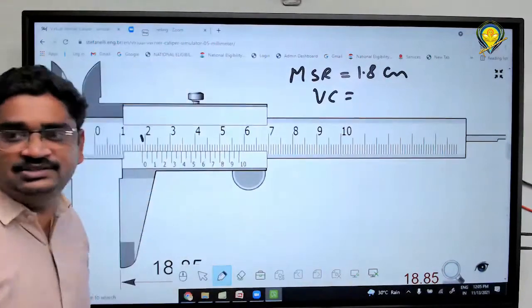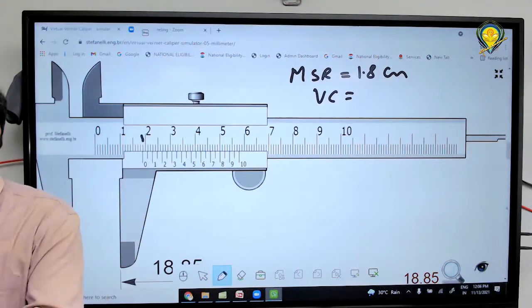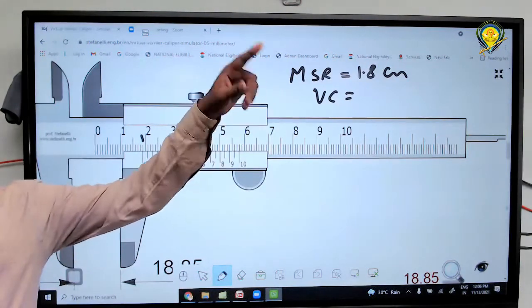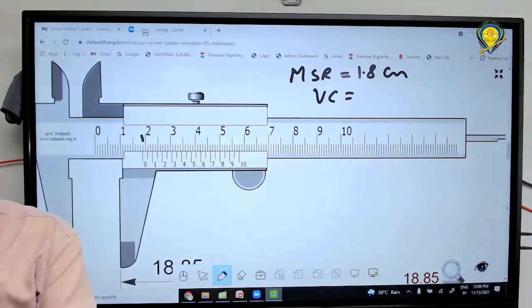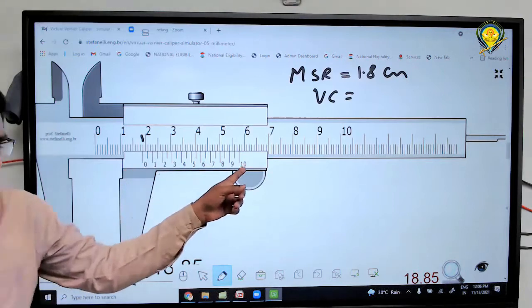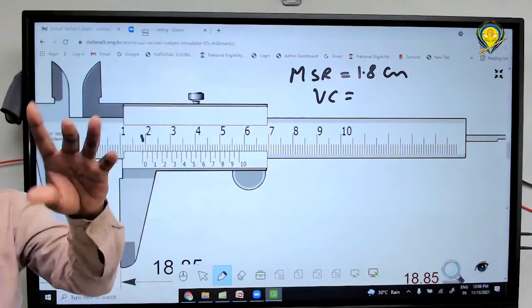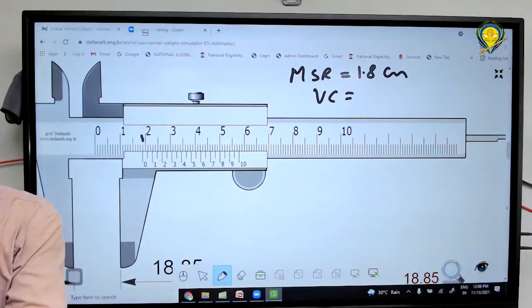Centimeter. Next one, vernier coincidence we need to identify. Only these two readings we need to identify. So with the help of vernier calipers, two readings we need to take. One is the main scale reading, the other one is the vernier coincidence. Vernier coincidence means only one line in these 10 lines coincides exactly with the main scale. That is the vernier coincidence.